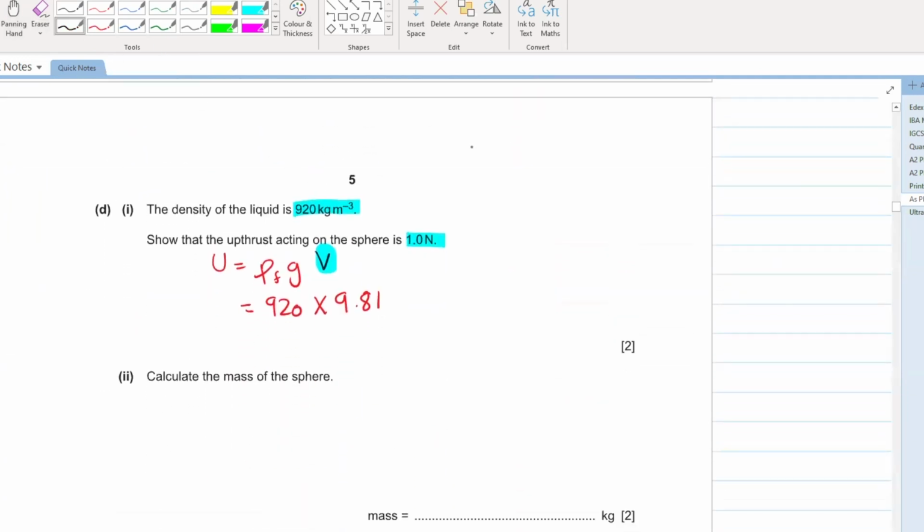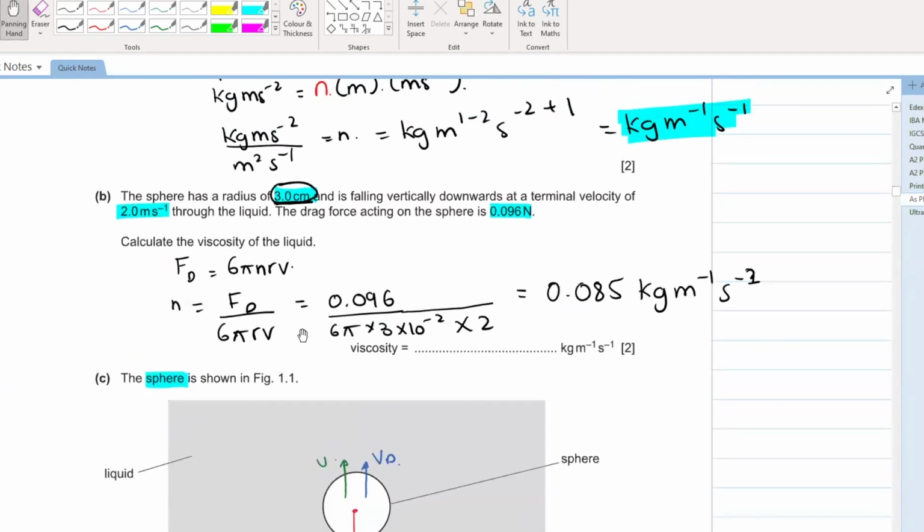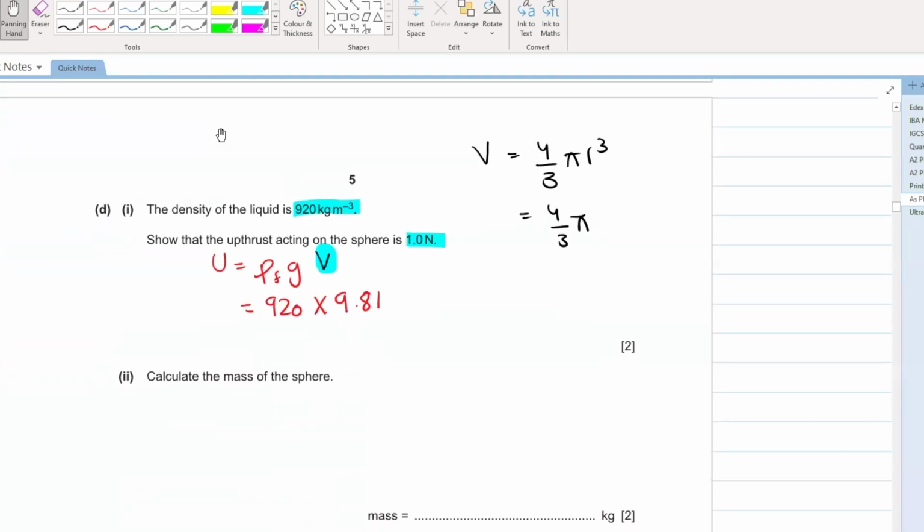How will you calculate the volume? Volume is equal to 4 over 3 pi r cubed. What was your radius? 3 centimeters. Let's convert it into meters. This comes out to be (3 into 10 raised to the power of minus 2) whole cubed.